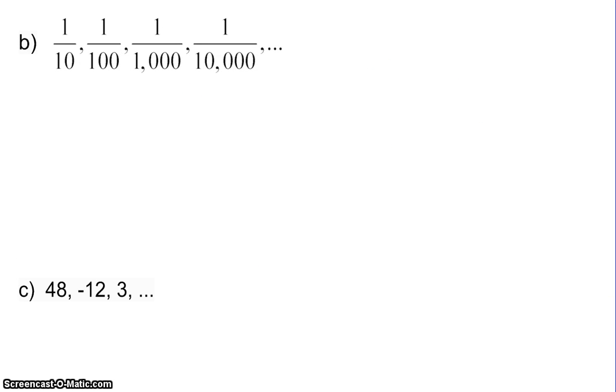Take the next example and see if you can come up with the common ratio. What is being multiplied by each of the terms to get to the next term? Here we see that the denominator is being multiplied by 10, which means that we are multiplying by 1 over 10 every single time. Therefore, the common ratio is 1/10.